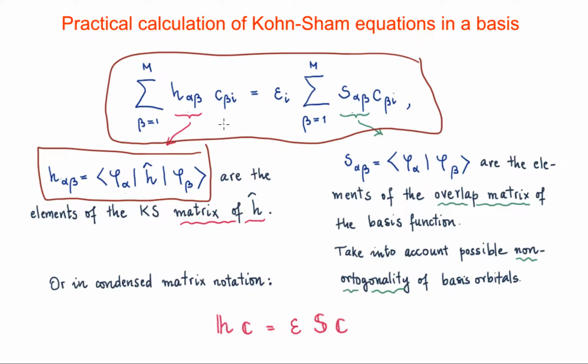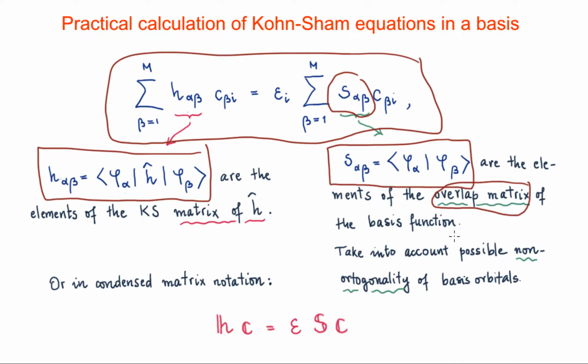We know that this C beta is basically the expansion coefficients we have for the Kohn-Sham orbitals. This is the eigenvalue, and then this S alpha beta is the scalar product of phi alpha and phi beta. If they are not orthogonal, of course, it doesn't have to be zero. So this contribution gives the elements of the overlap matrix of the basis functions, in order to take into account possible non-orthogonality of the basis orbitals.